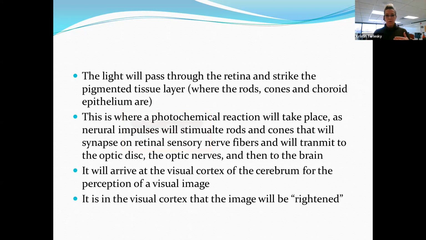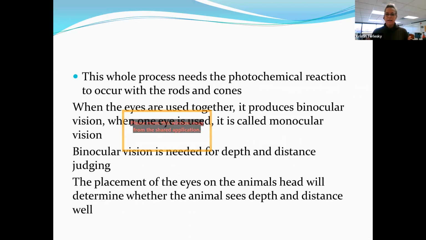So that's why it's really important, especially for eye injuries, that we make sure that the optic nerve is attached. Because if that optic nerve is not attached, there's no way you can get any kind of signal to the brain to actually see. So that's how we know sometimes if an animal or a human will never see again. They always want to make sure those nerves are still connected. Okay. All right. So again, this whole process needs that photochemical reaction in the rods and cones to be able to send all those synapses up to the brain.